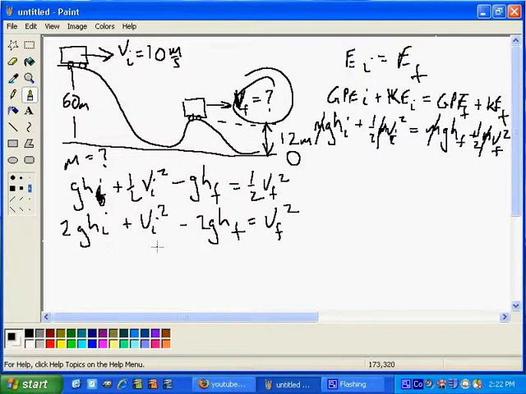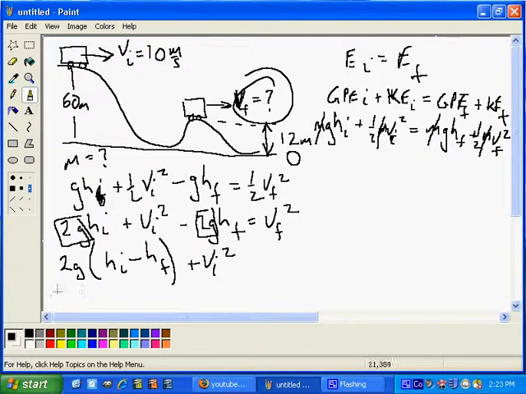And now I can take the square root, and I can also take these two guys and collect them together. There's a common term here of 2g. So in essence, I could go 2g times h i minus h f plus v i squared and take the entire square root of that, and that's going to equal my final velocity.